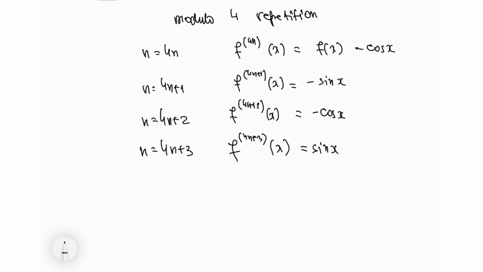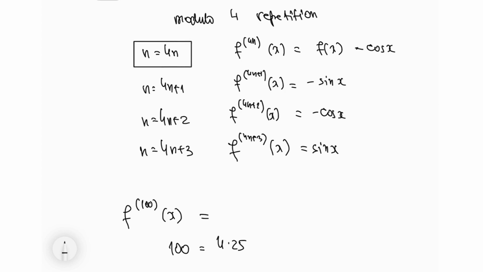So if someone asks you to find the 100th derivative of cosine x, 100 is 4 times 25, so that belongs to the 4n group, and therefore that is cosine x.